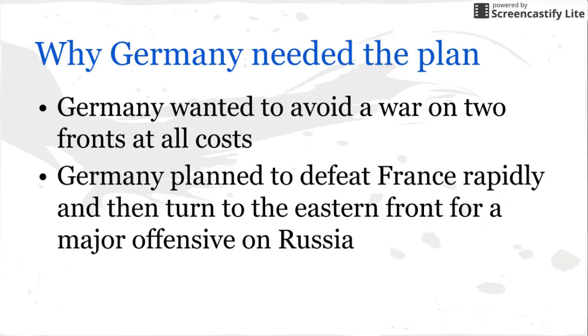So Germany was caught between two enemies, and they would have to fight a two-front war if the two alliances ever went to war. So Germany needed to come up with a war plan to avoid a war on two fronts, because you don't want to split your army and have to fight on your western front and on your eastern front. So they decided to come up with the Schlieffen Plan, and it called for Germany to defeat France rapidly and then turn to the eastern front for a major offensive against Russia. They thought it would take Russia time to mobilize so they could defeat France quickly.